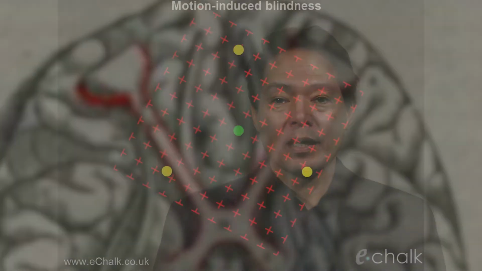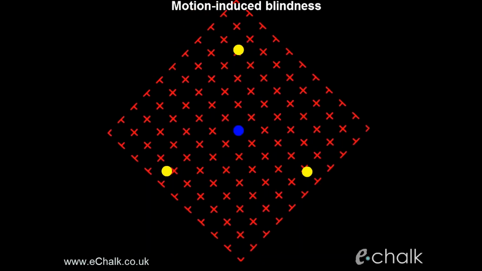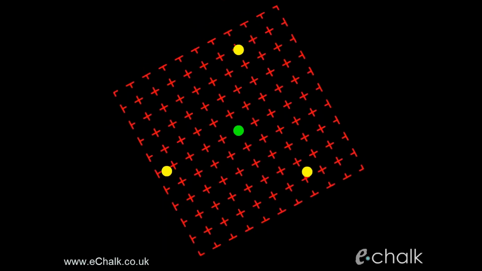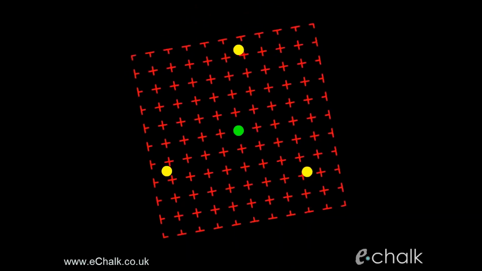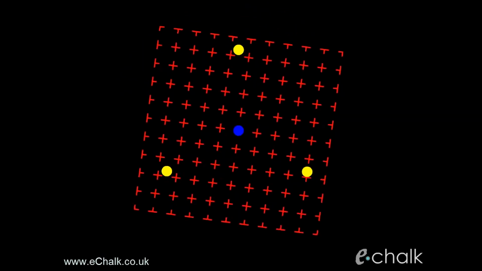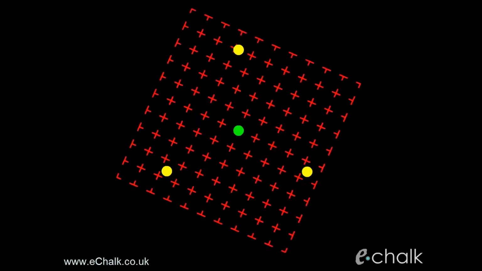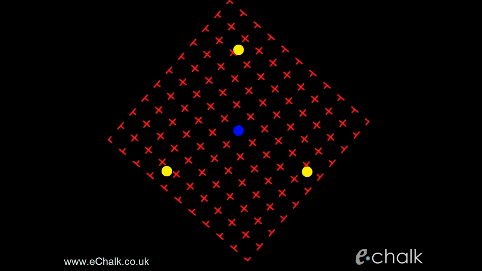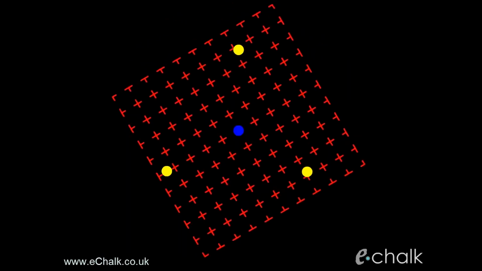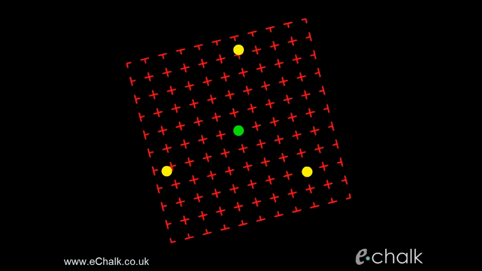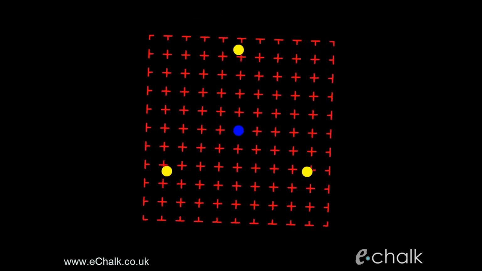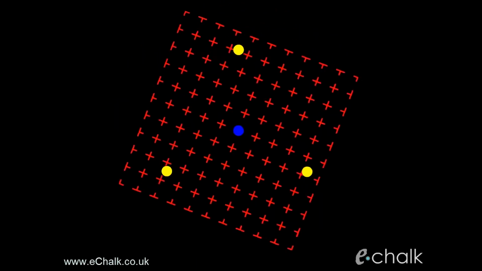A beautiful example of this occurs in a phenomenon called motion-induced blindness. You can see that there are three yellow dots and a blinking fixation point. In addition, there's a rotating array of crosses. What you'll notice, if you carefully look at the blinking dot in the middle, is that one or two or all three of the yellow dots will vanish from your consciousness. But if you make a sudden eye movement, poof, all three yellow dots appear again.